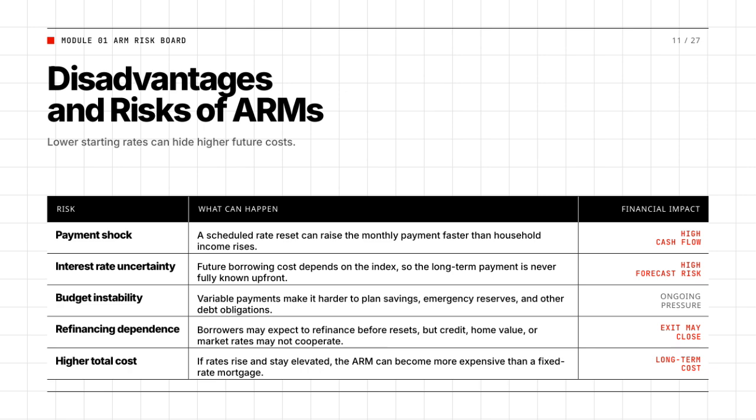Many borrowers count on refinancing before a rate reset to avoid higher payments, but this isn't always a reliable exit. Changes in credit, home values, or market rates can close off that option. And finally, if interest rates rise and remain high, your ARM might end up costing more over time than a traditional fixed rate mortgage, leading to a higher long-term expense. These are critical factors to weigh when considering an ARM.